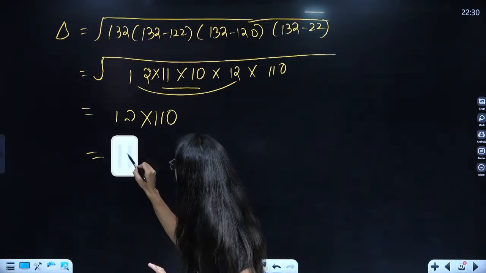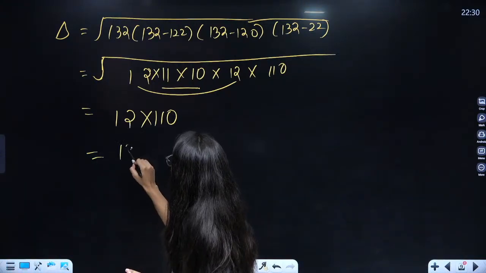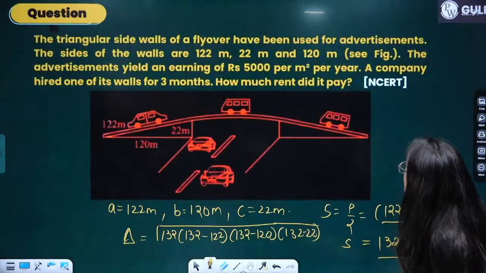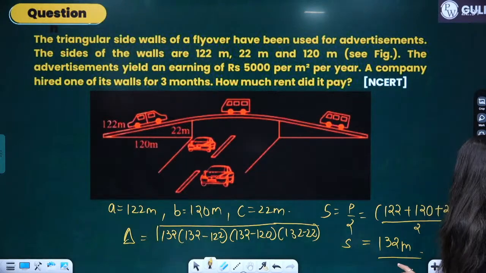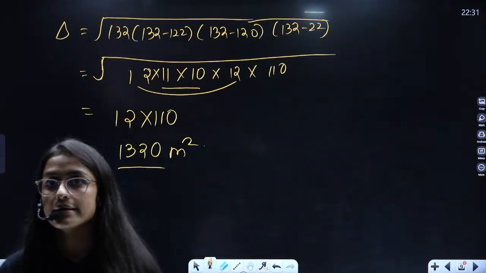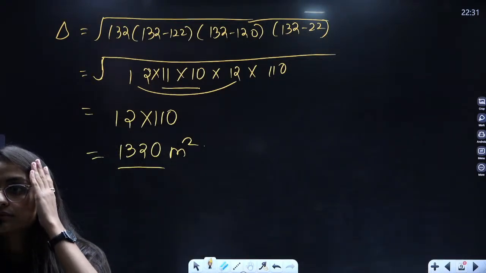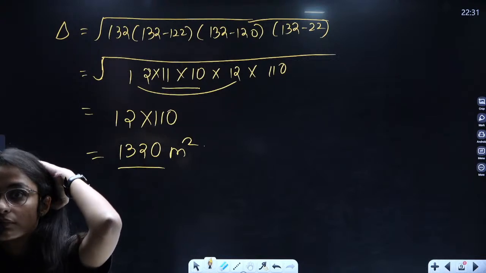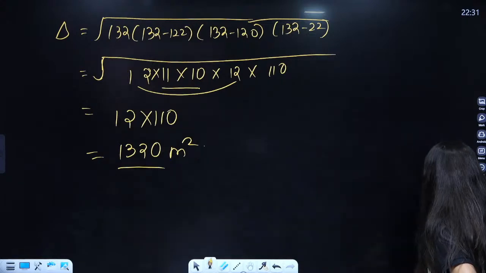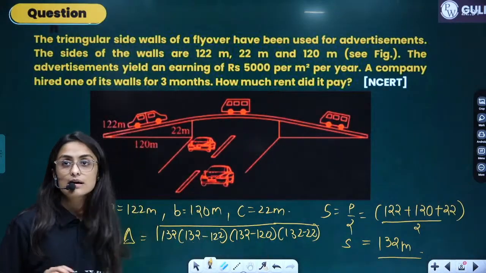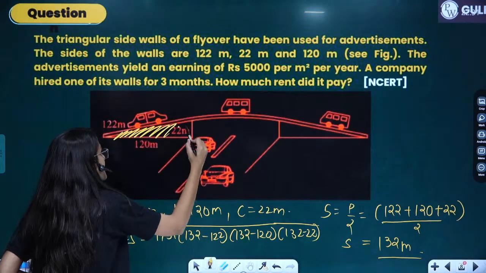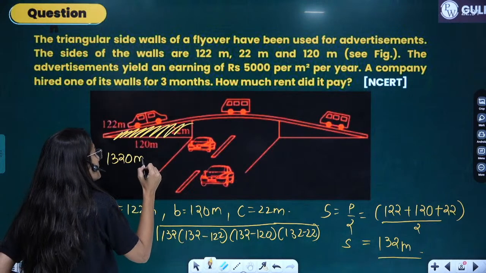Then 12 into 110 is 1320. 12 into 11 is 132. What our unit was? Meter. So our area is 1320 meter square. Now that means, just a second, the area which we are getting is for this area. This area is equal to 1320 meter square.